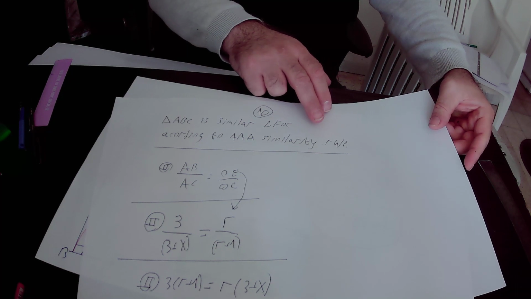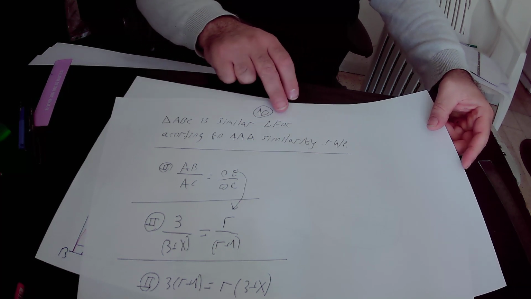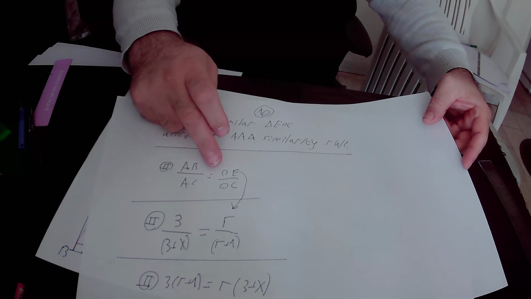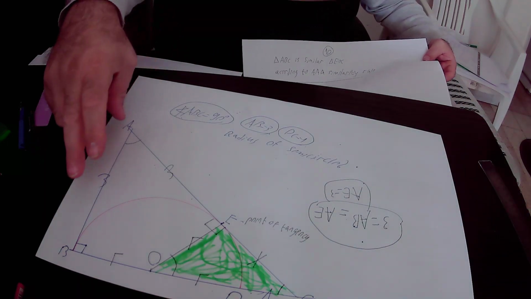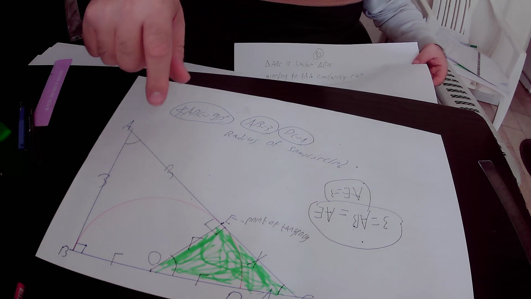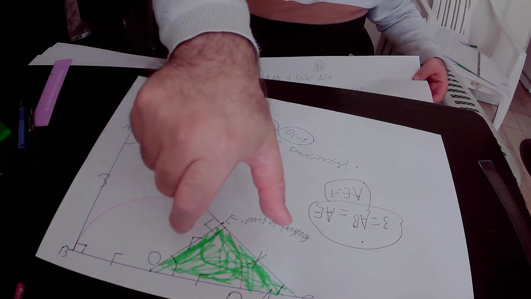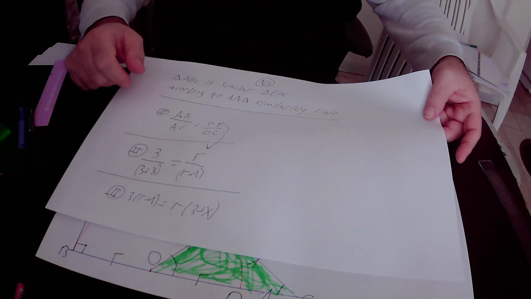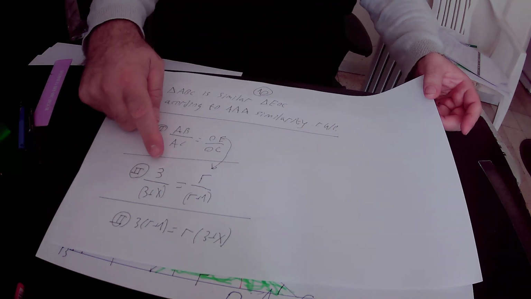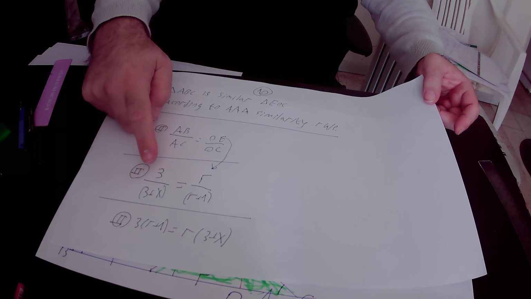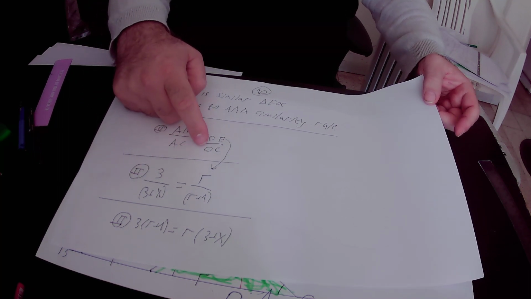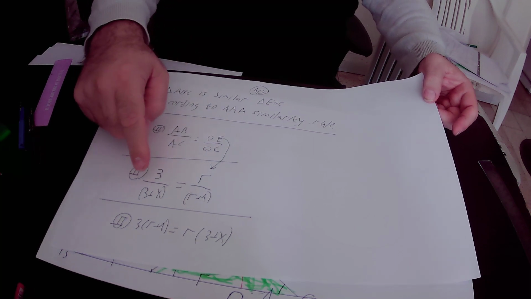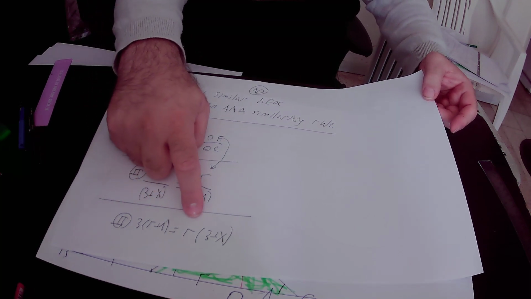Therefore, from the fact that triangle ABC is similar to triangle OEC, we conclude that AB over AC equals OE over OC. Again, AB over AC in triangle ABC equals OE over OC in triangle OEC. Okay, AB equals 3, AC equals 3 over X, OE equals R, and OC equals R plus 1. We cross multiplied, and we got that 3 times R plus 1 equals R times 3 plus X.